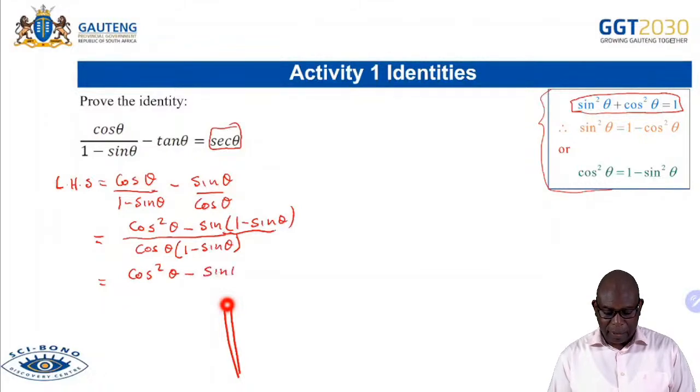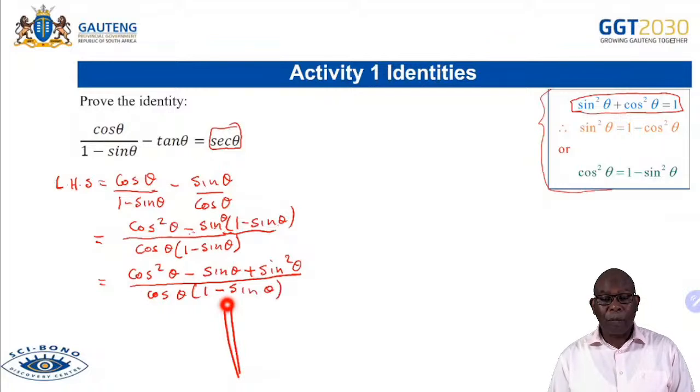So if I multiply this together, I'm going to have cos squared theta minus sine theta plus sine squared theta, because negative sine theta multiplied by negative sine theta gives us positive sine squared theta, all divided by cos theta into 1 minus sine theta. Please don't multiply out the bottom one. You can multiply it at the end when you're giving us the answers.